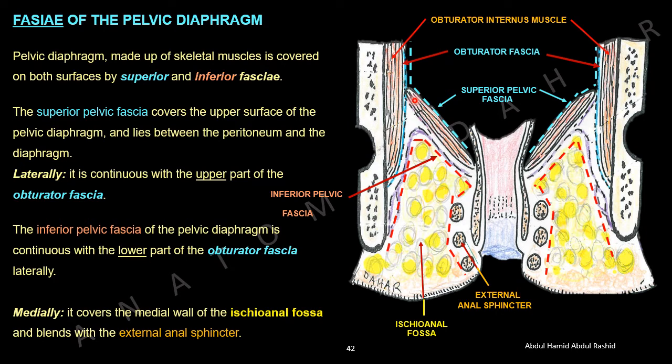The inferior pelvic fascia of the pelvic diaphragm is continuous with the lower part of the obturator fascia laterally. Medially, this pelvic fascia covers the medial wall of the ischioanal fossa and blends with the external anal sphincter muscle.